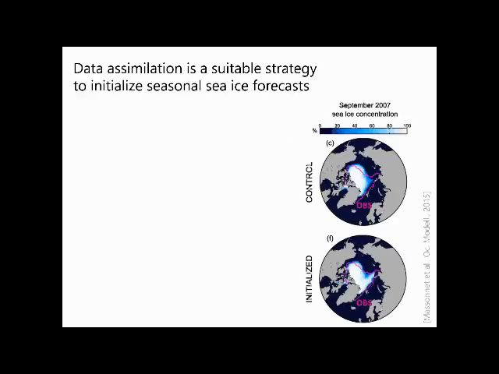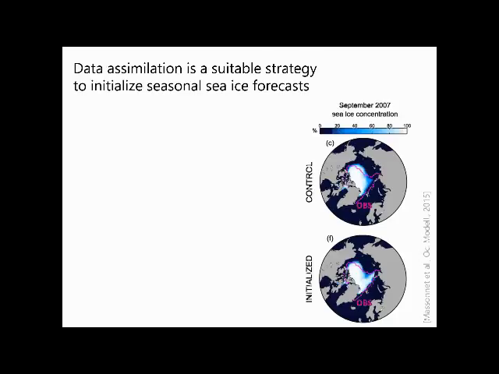Now, how powerful is this data assimilation technique? Well, let's look here at two retrospective forecasts that were carried out in September 2007. The figure that you can see on the top is the September 2007 sea ice cover that would have been obtained without data assimilation. And the bottom one is obtained by prescribing improved initial conditions in March.